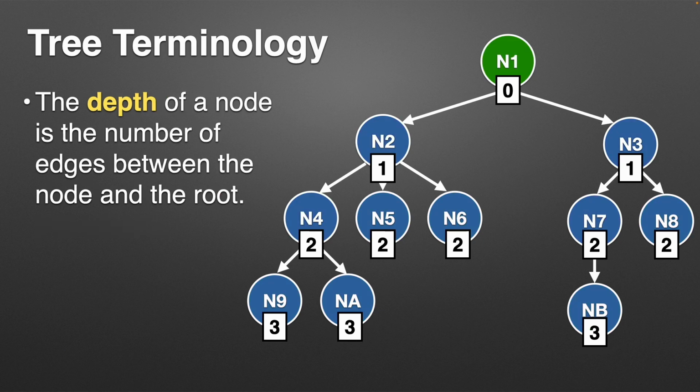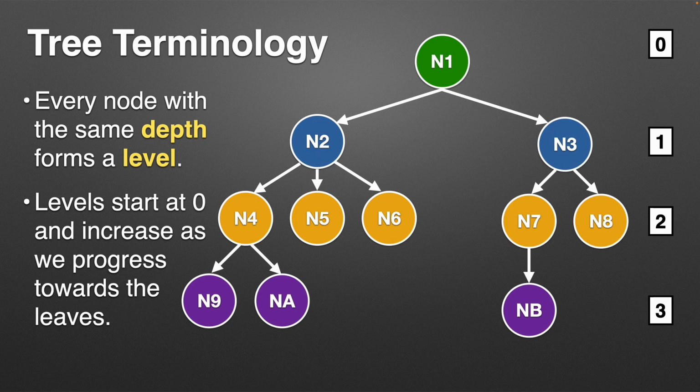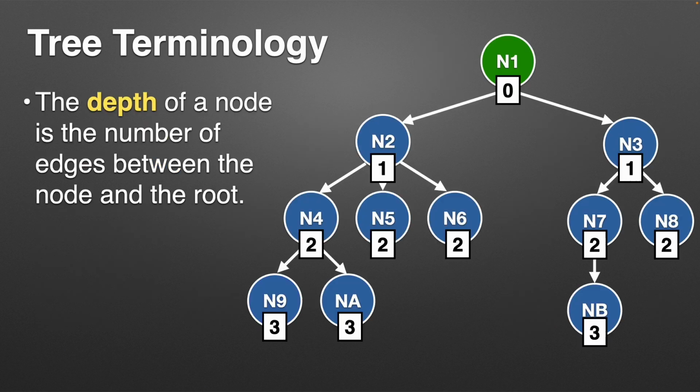And the depth of a node is the number of edges between the node and the root. These are all labeled with their depth, and you can see a trend here, which leads into the next concept, the idea of a level. Nodes at the same depth we consider a level, which is a little bit simpler than having to label everything like this.